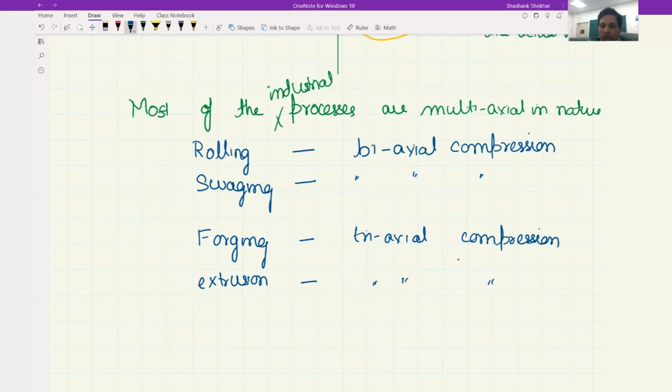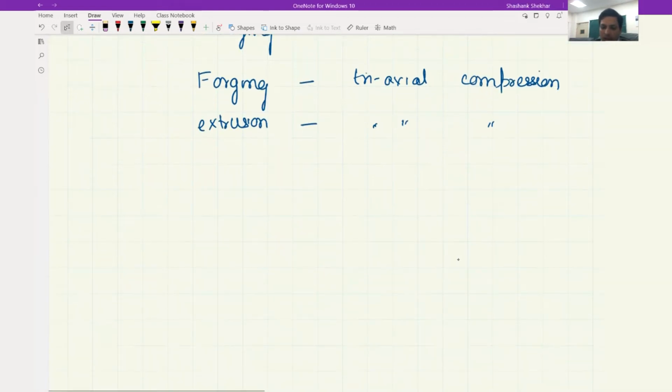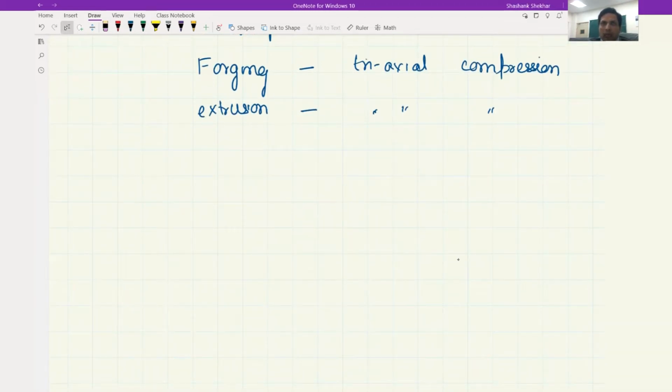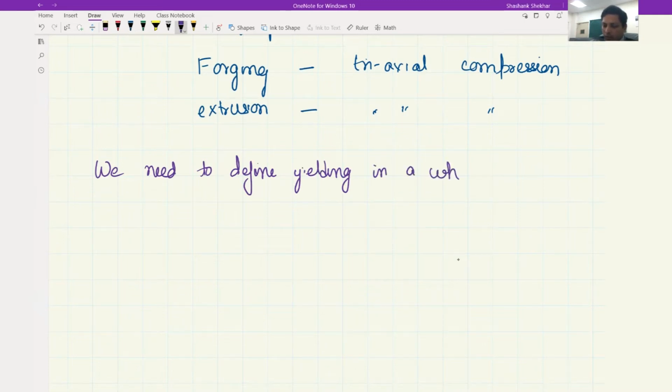But if you keep on listing even other industrial processes, forming processes, you would see that all of them are multi-axial in nature. So what is it that we understand from this? That we need to have a formulation which can take into account this multi-axial state of stress. We need to define yielding in a holistic way. That is the first thing. What do we mean by holistic way? Which includes the overall stress state.